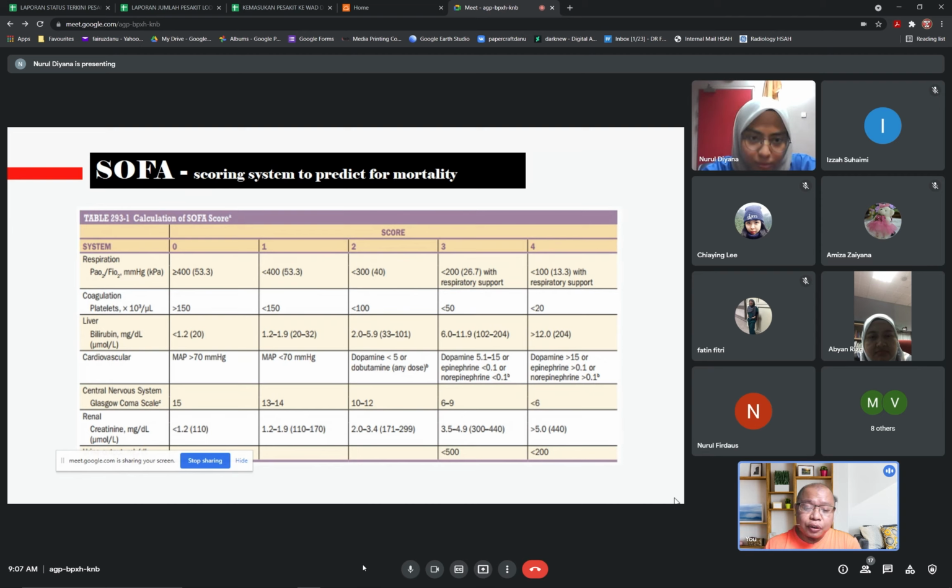The reason diorang buat SOFA score ni is a score to measure organ failure. Sebab kebanyakan skor yang biasa, dia assume patient ni start normal. Tapi we've got patient yang ada chronic illness kan. Bagi contoh patient end stage renal failure, start dah ada end stage renal failure.